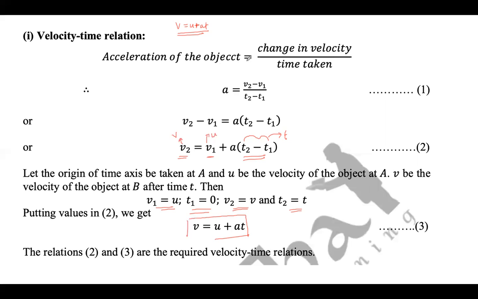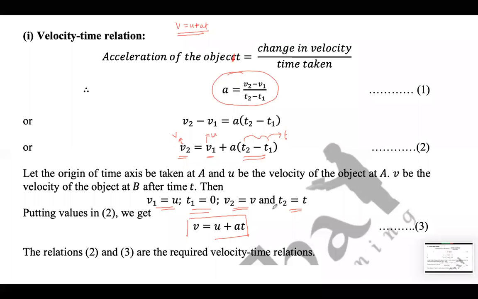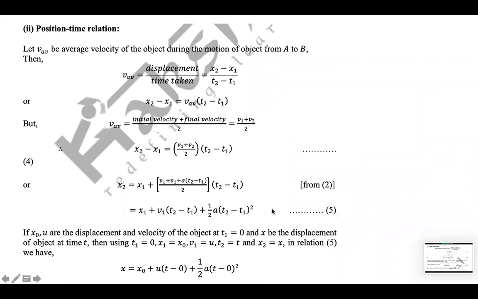Now acceleration of the object, where do we derive it from? Acceleration is change in velocity by time taken. So a is equal to (v2 minus v1) by (t2 minus t1), and this is being derived from this. So this is your first equation of motion. Then the second equation is s is equal to ut plus half at square. This is our second equation of motion.